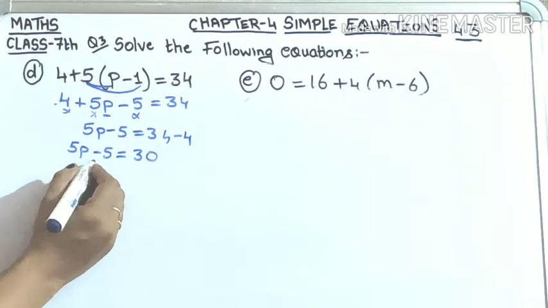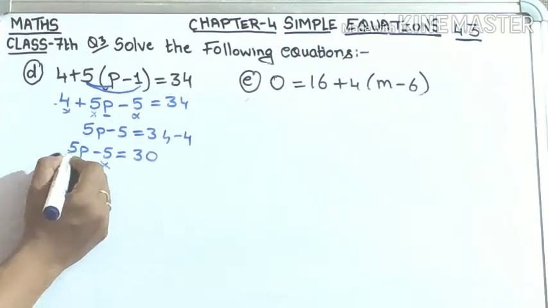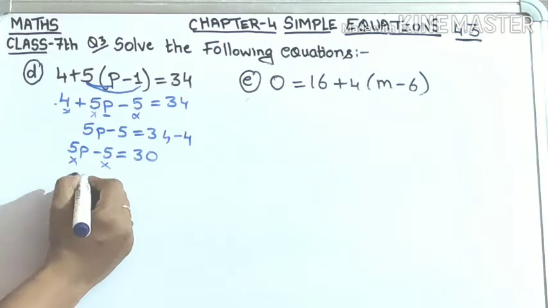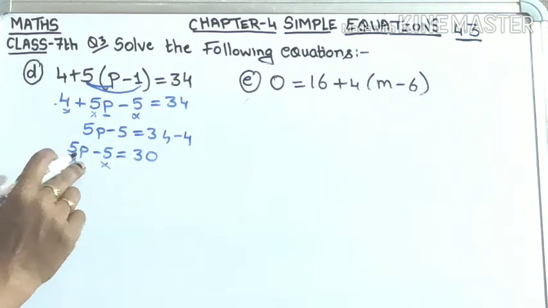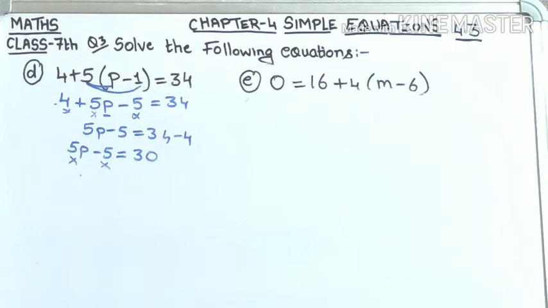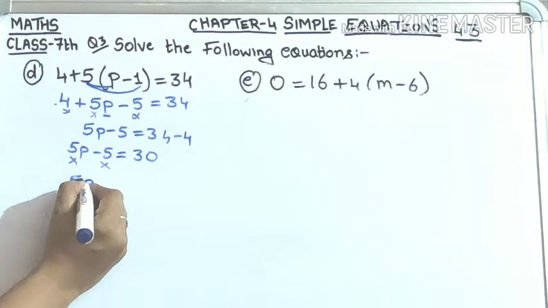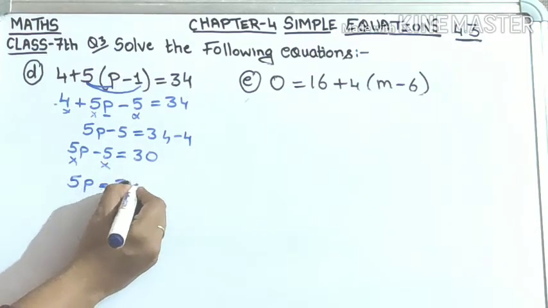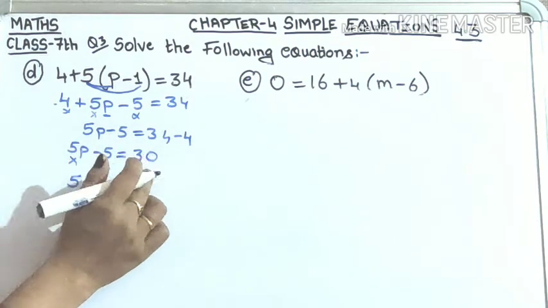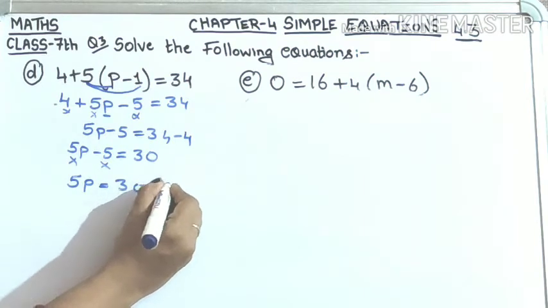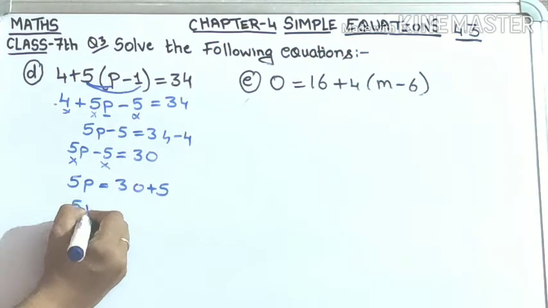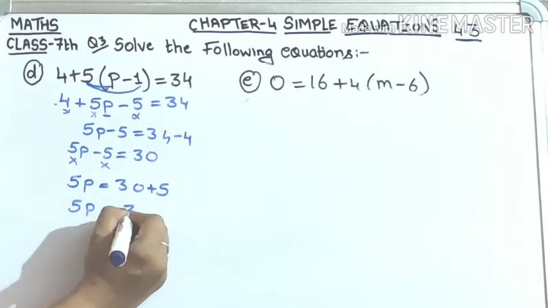Now we have to remove this minus 5 and 5. So first we will remove minus 5. Always remember that first the positive number is removed, then the negative number is removed, and then multiplication and then division. So now we have to remove this minus 5. 5p will be written as it is, equal to 30, and when this minus 5 is transposed, it will become plus 5. Now 5p equal to 30 plus 5 is 35.